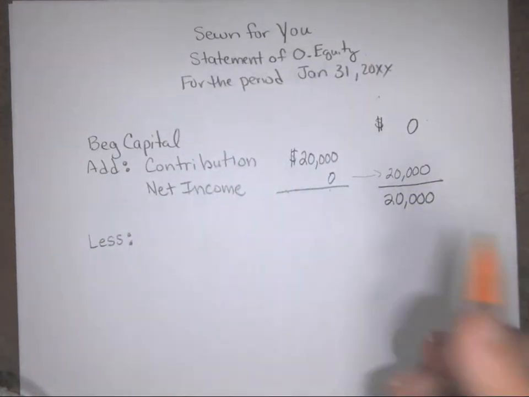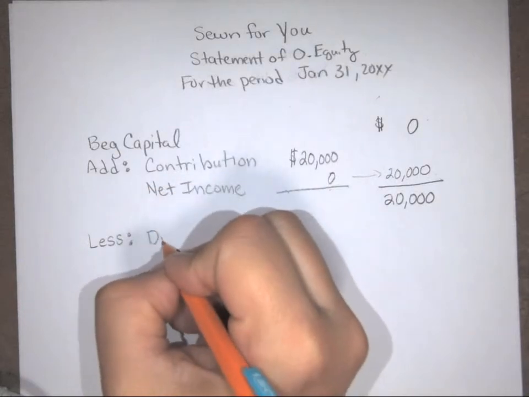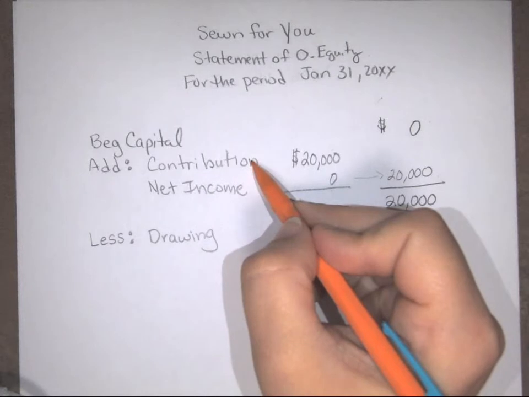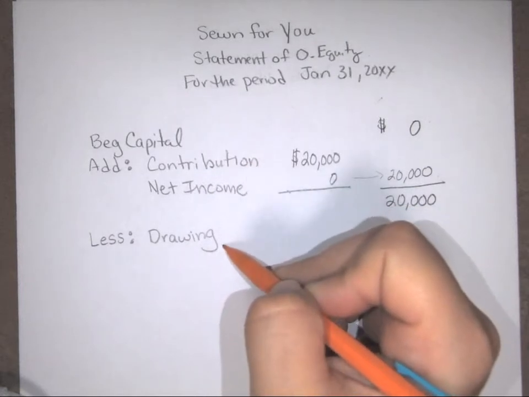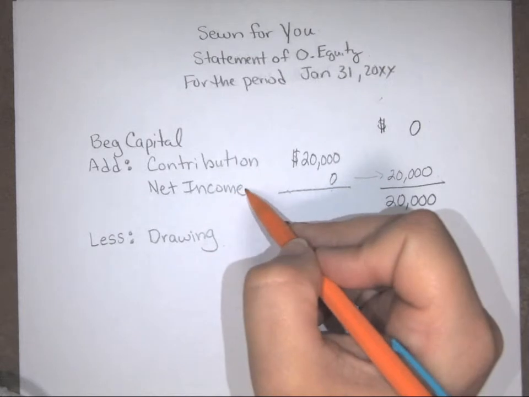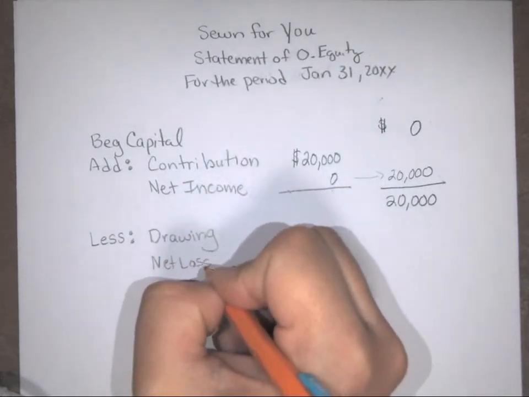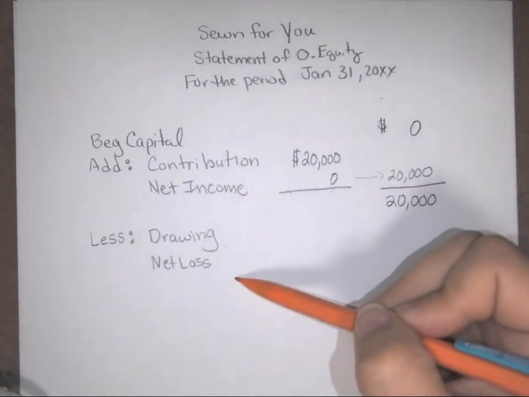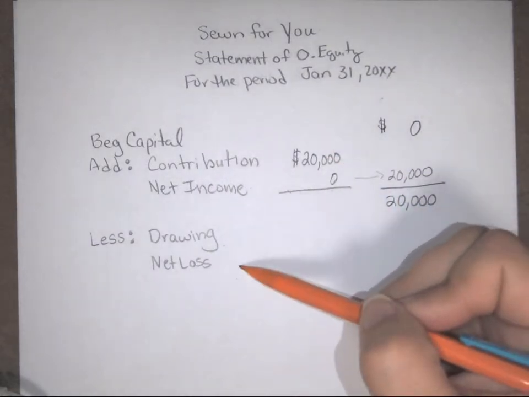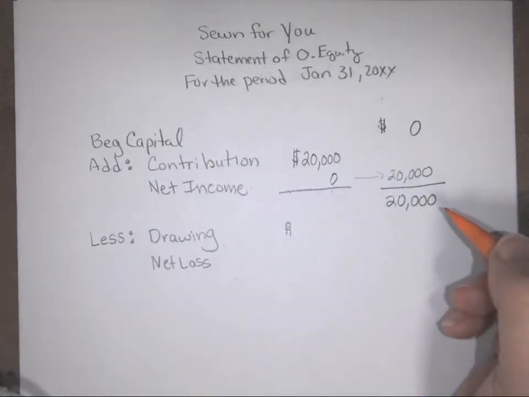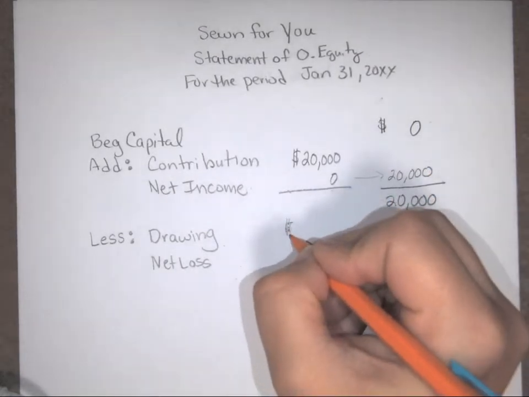The next step is to subtract out certain items. And the items that I would subtract out would be the drawing. So this is the owner taking money out of the company. So owner putting money in as an addition, owner taking money out would be a subtraction. Net income is an addition, net loss would be a subtraction. Now you're never going to have net income and net loss. You'll have one or the other. Again, I'm beginning a new column here, so I would have a dollar sign listed out.